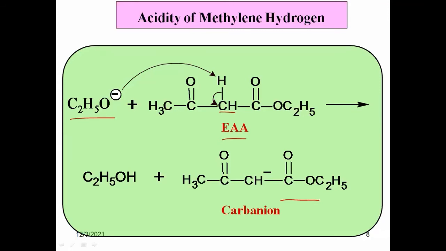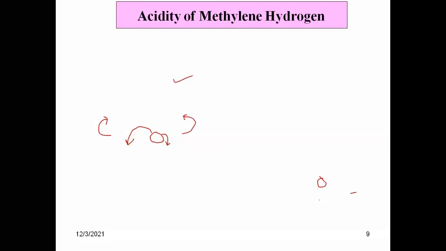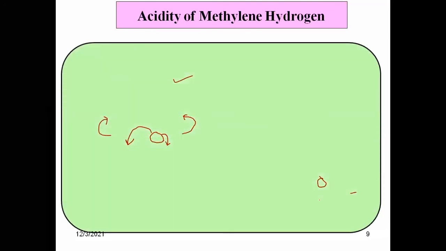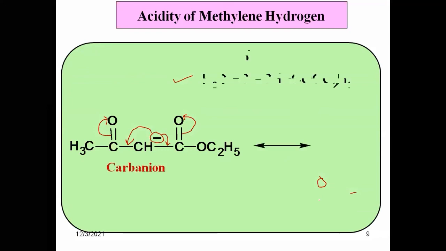Okay, and therefore that hydrogens are acidic in nature, and therefore that methylene group is active in nature, and therefore that compound is called active methylene compound. Okay, this is the reason why that methylene hydrogens are acidic in nature, why that methylene group is active in nature, and why that compound is an active methylene compound. Okay, this is just about the introduction.